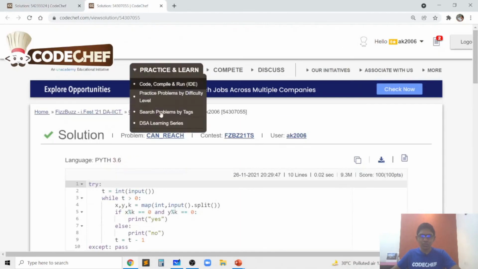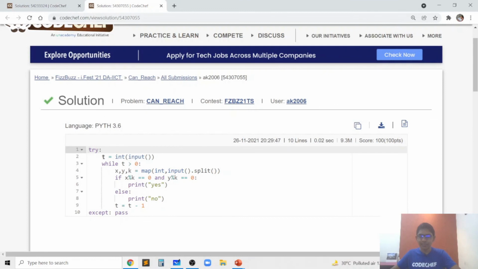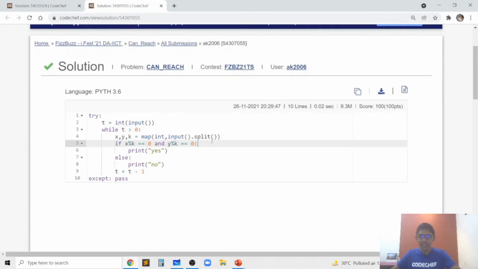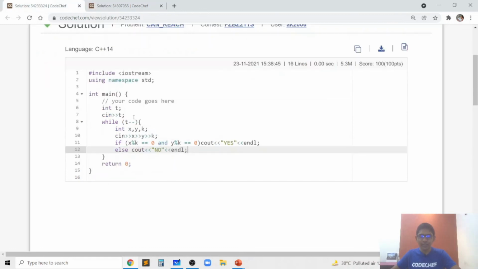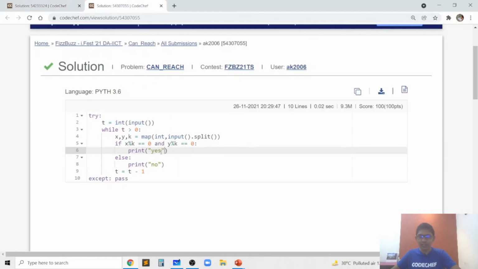And for the Python code, we do almost exactly the same thing. In the try block, we'll take in the value of t. While t is greater than 0, we'll take in x, y, and k. If x is divisible by k and y is divisible by k, we print yes. Otherwise, we print no. And notice that you can print in either uppercase or lowercase. That's why it doesn't matter whether you put in uppercase or lowercase. And we'll decrease t by 1 so that we can take in the next test case. And in the except block, we'll put pass because that's how the input output works in Python.